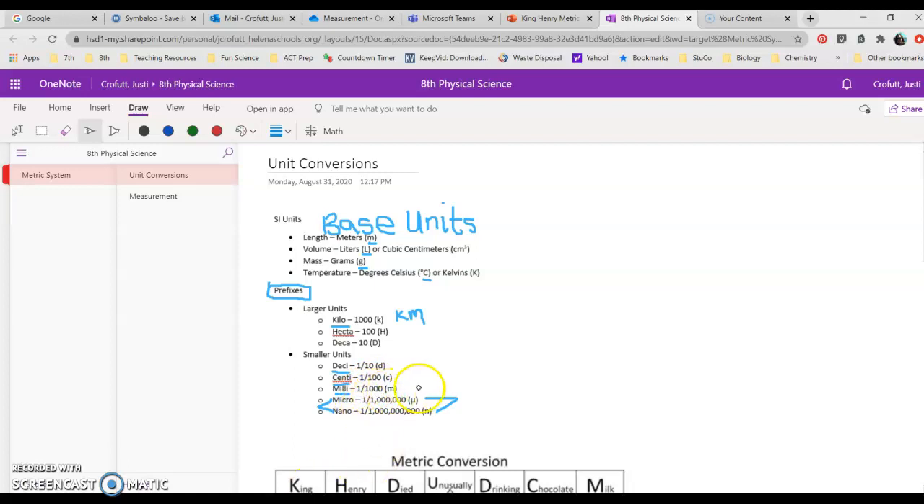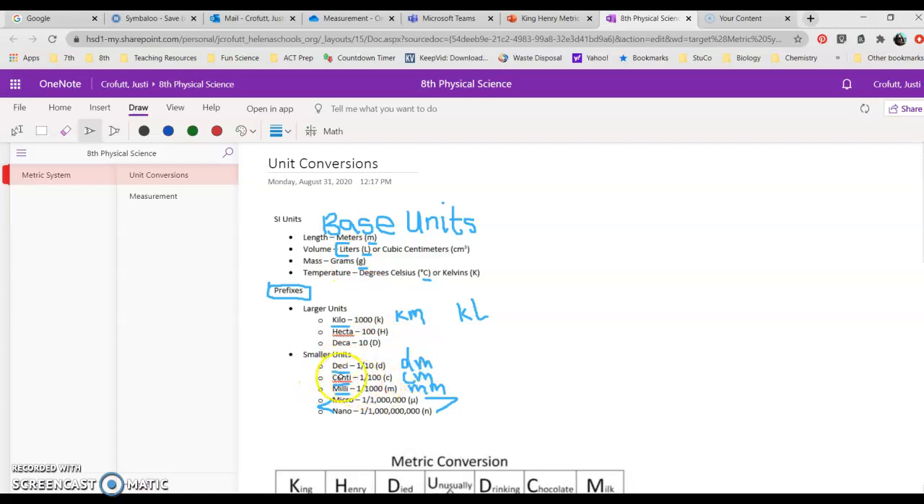Because we're talking about length, we would add this little m in front of our abbreviation for meter, which is m. So millimeter is little m, little m; centimeter is little c, little m; decimeter is little d, little m. We could do the same thing if we're talking about liters as our base unit. Then it would be kiloliters, little k, big L, because we use a big L for liters.